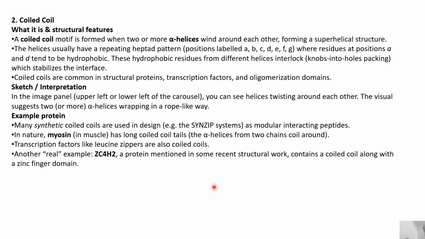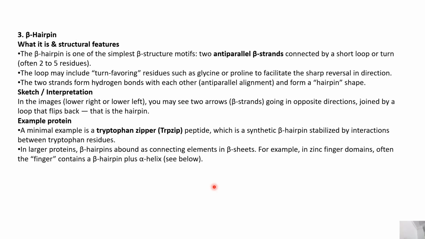Okay, so examples will be many synthetic coils are used in design as molecular interacting peptides. In nature, myosin has long coil tails. Transcription factors like leucine zippers are also coils. Okay, then we talk about beta hairpin. It's one of the simplest beta structure motifs. 2 antiparallel beta strands connected by a short loop or turn.